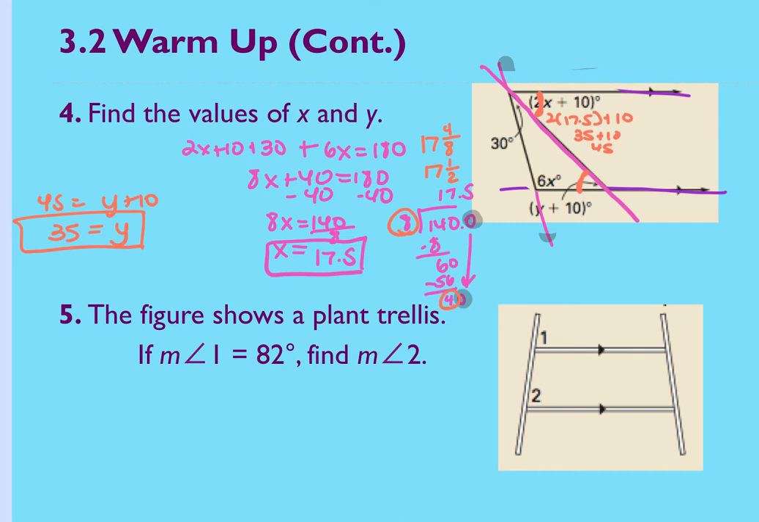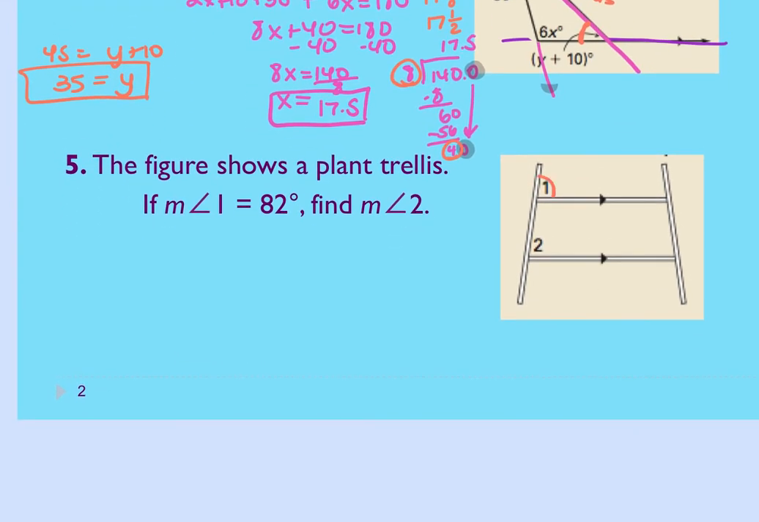All right, number 5 says the figure shows a plant trellis. If the measure of angle 1 is 82 degrees, what's the measure of angle 2? Also 82 degrees. Because they are consecutive interior? No, they're corresponding angles. 1 and 2 are corresponding. Top right, top right.